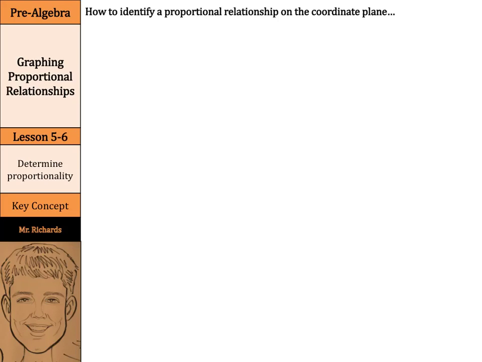Hi, Mr. Richards here. Today's lesson is on graphing proportional relationships. You'll learn how to identify and analyze proportional relationships.